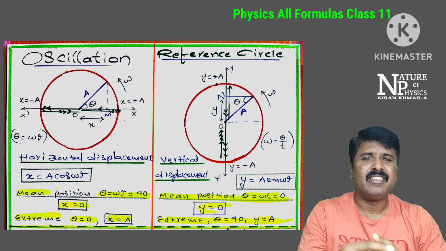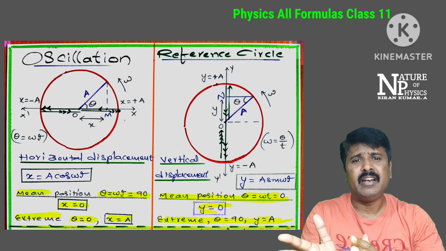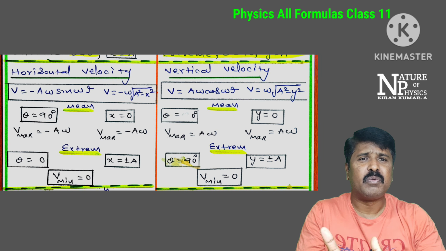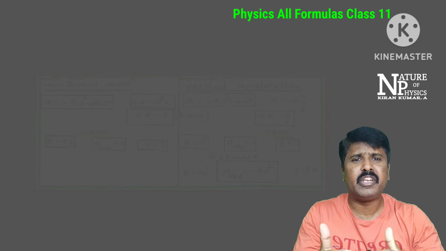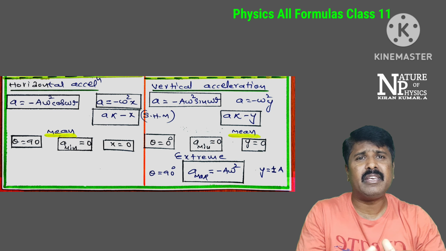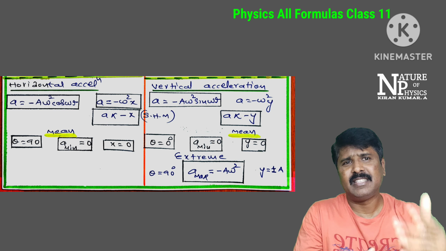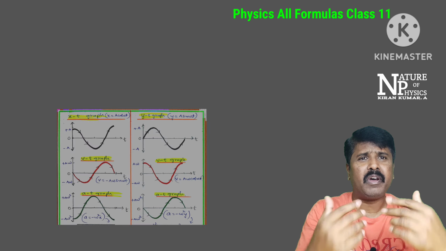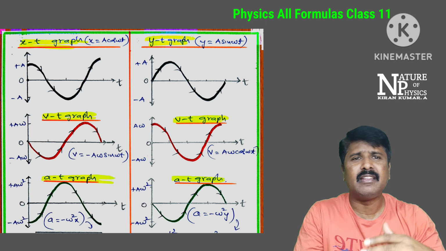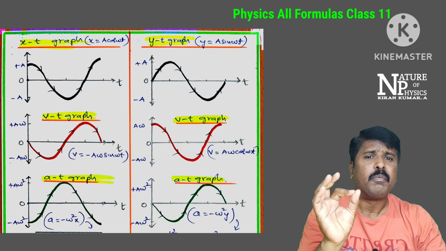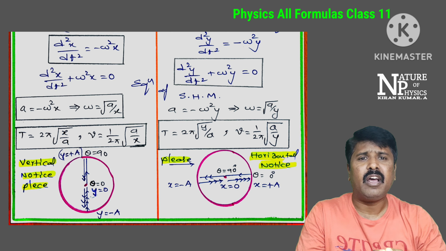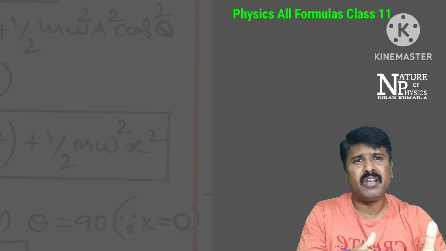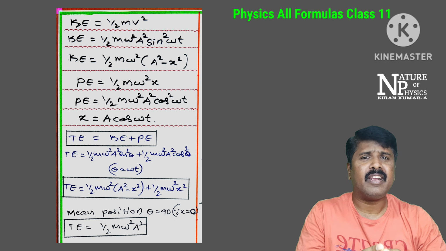And oscillations, this is also very clearly given: horizontal and vertical displacement, and also velocity at mean position, extreme position, and also acceleration at mean position, extreme position, different conditions. SHM is, so a is directly proportional to minus x, a is directly proportional to minus y. In one shot I gave you everything in detail, with diagram, derivation and proofs also somewhere, student. And also clear graphs we have, and also there is the equation of simple harmonic motion and time period for the horizontal and vertical clearly given, and also kinetic energy.